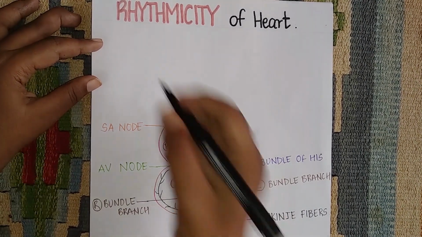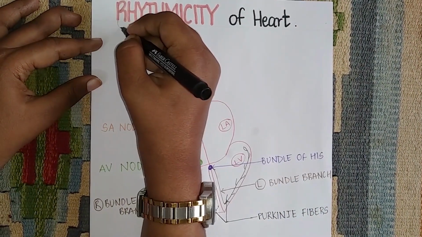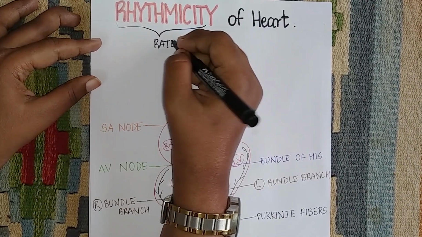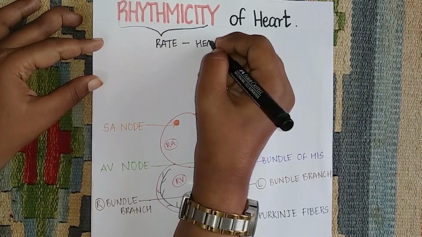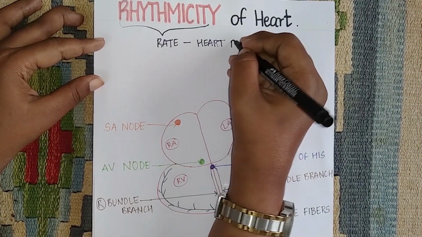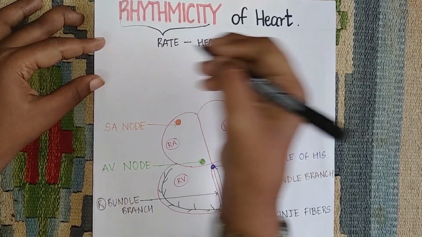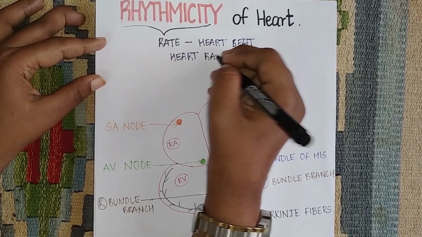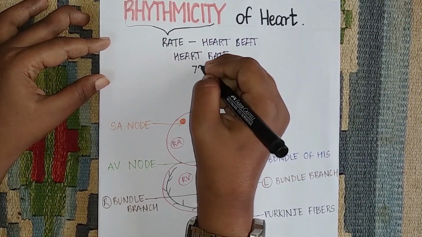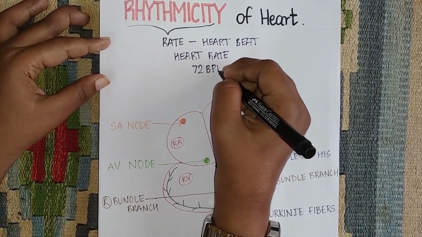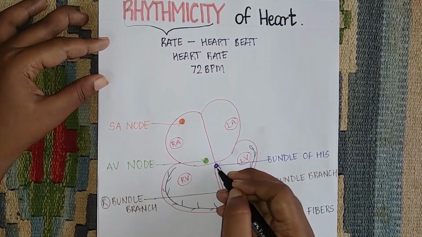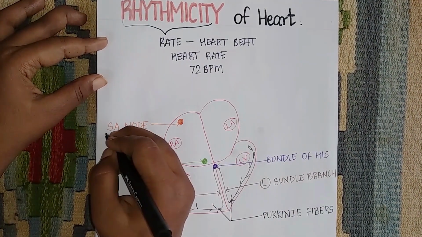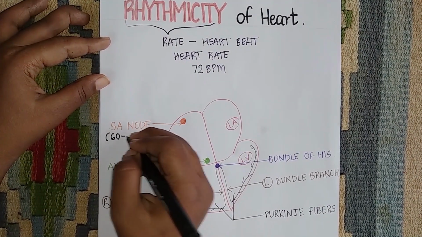So now let's see about the rhythmicity of the heart. Rhythmicity of the heart actually means the rate at which the heart beats. In simple language, it is the heart rate. An ideal heart rate is 72 beats per minute. So when the SA node generates impulse and all the components of the conductive system of the heart are working properly, the SA node generates impulse at the rate of 60 to 80 beats per minute.